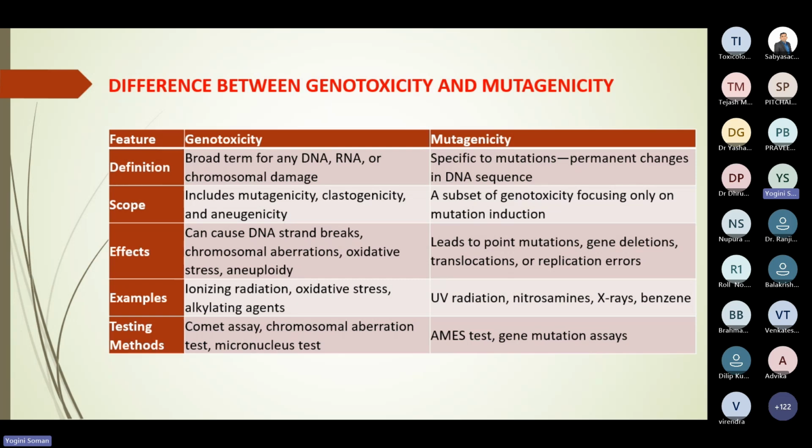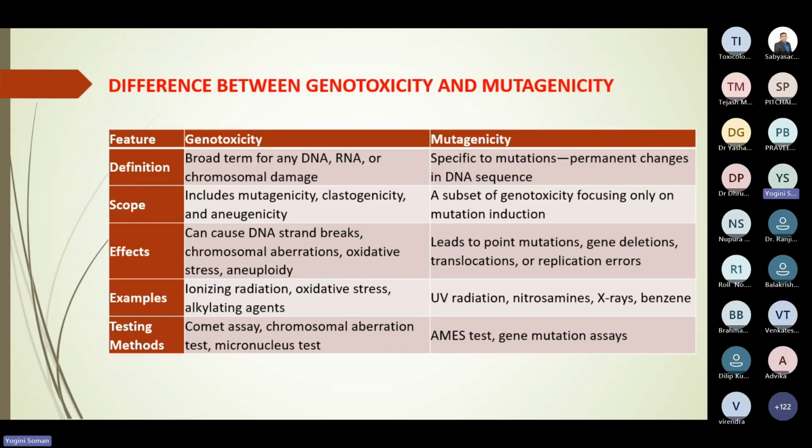Then the effects. Genotoxicity can cause DNA strand breaks, chromosomal aberrations, oxidative stress, or aneuploidy. Mutagenicity leads to point mutations, gene deletions, translocations, or replication errors. Examples of genotoxicity are ionizing radiation, oxidative stress, and alkylating agents. Mutagenicity examples are quite similar: UV radiation, nitrosamines, X-rays, benzene, etc.